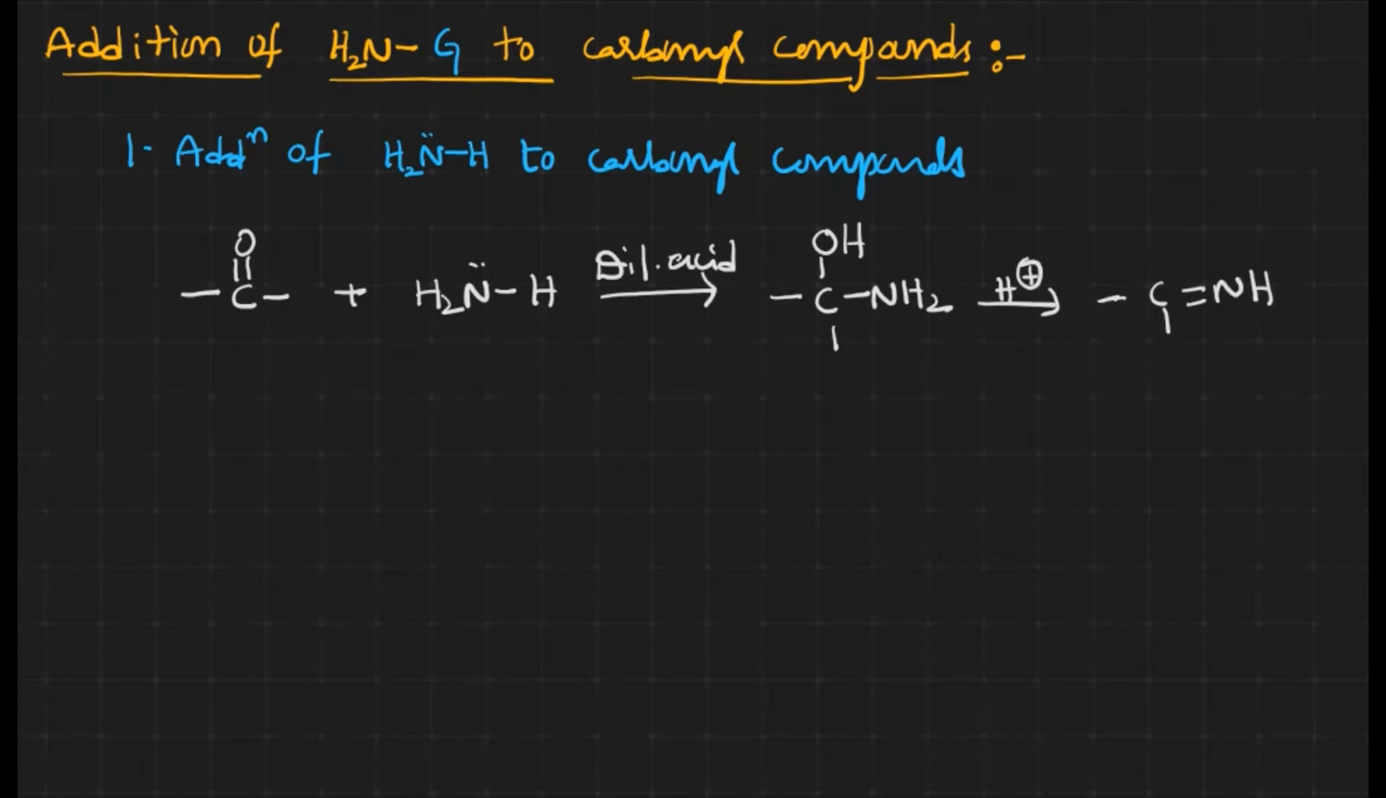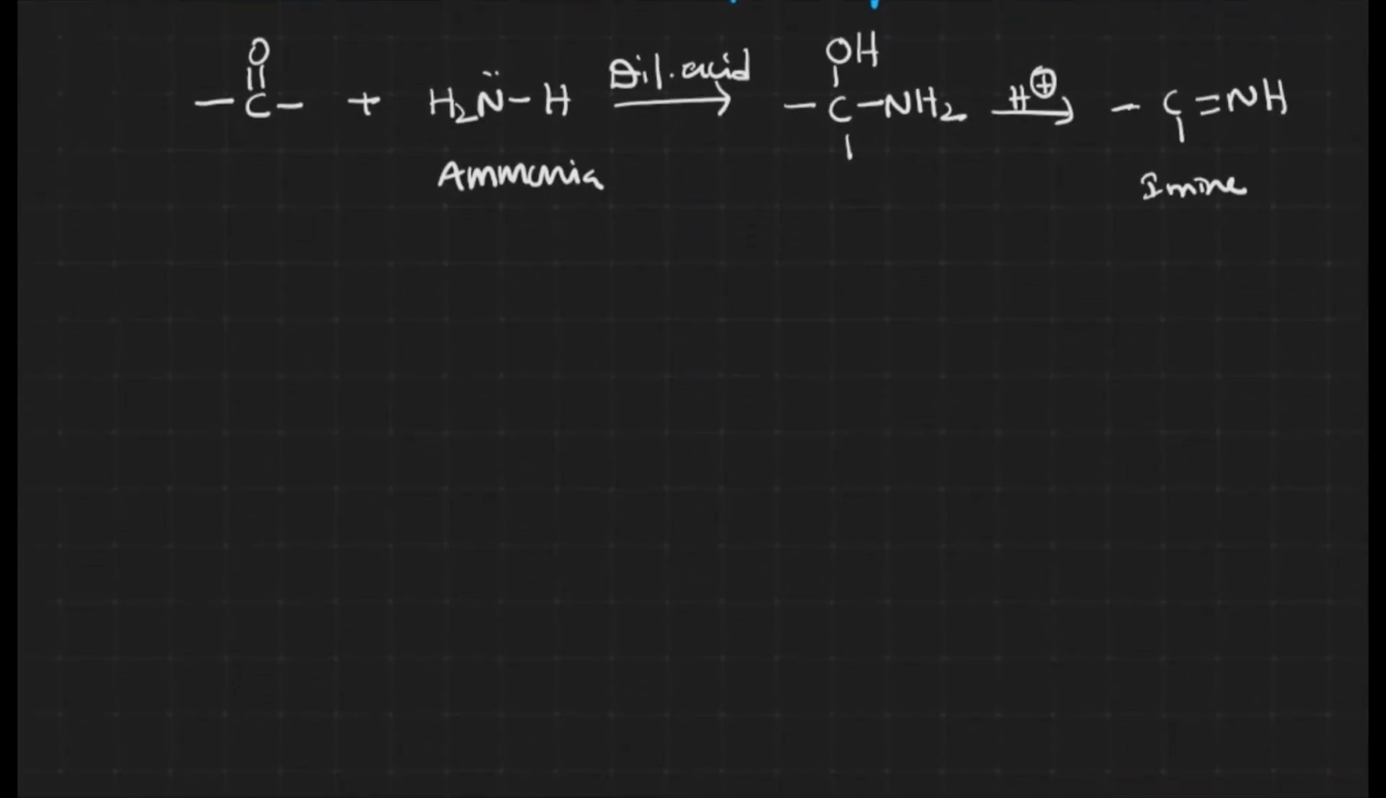Here we are taking ammonia, right? Here what we are getting? Here we are getting imine. Addition of ammonia to the carbonyl compound gives what? Imine, right? Now let us take a general mechanism of how the reaction takes place. Let us take the mechanism over here.